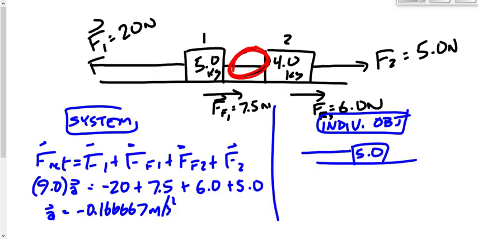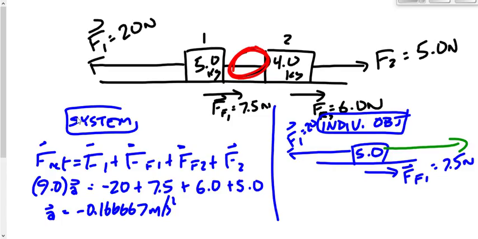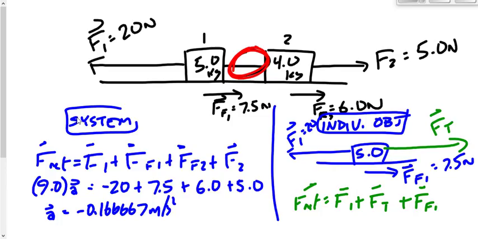We're going to say F1. F1 is 20. We're going to say FF1 is 7.5. And then we're going to say the force of tension. Force of tension is, well, whatever that is. So now we're going to say FNet, once again, is equal to the sum of the forces. F1 plus FT plus FF1. This time we're not including F2 because it's acting directly on the 4 kilogram object. And we are including that FT, which was the internal force before. Now it's not internal because we're analyzing one object.